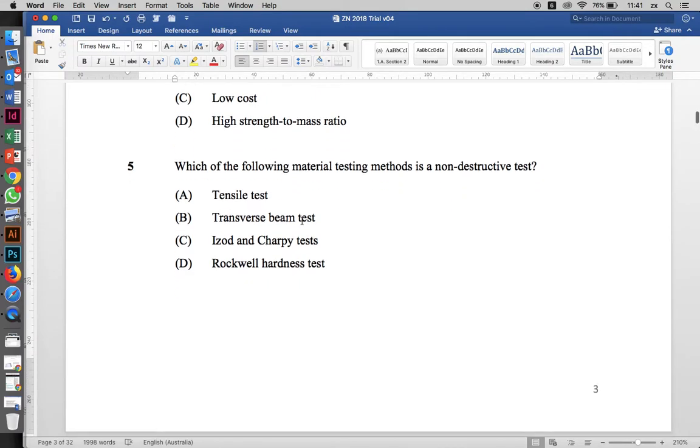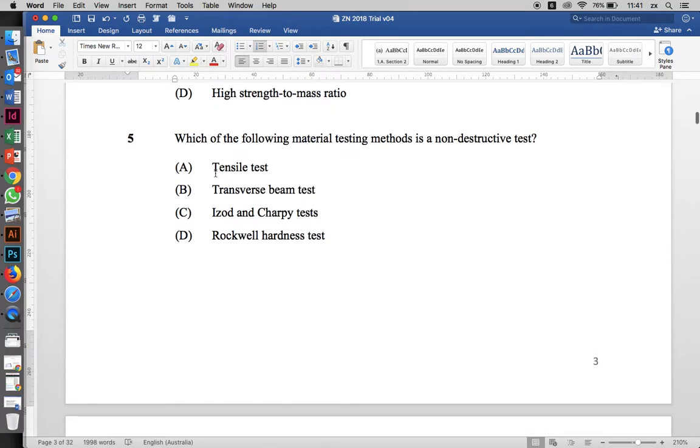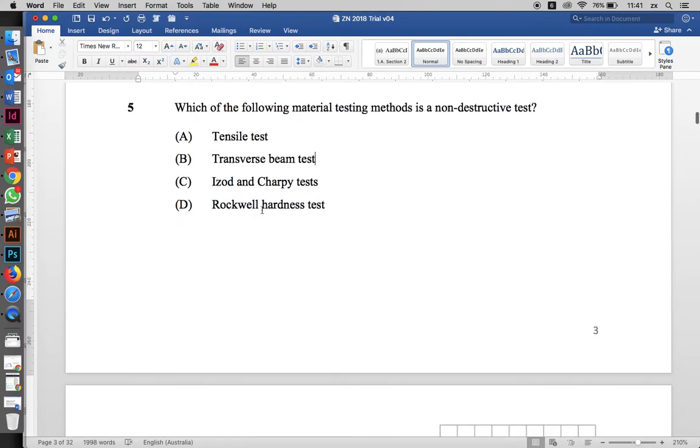Anyway, moving on. Which of the following testing methods is a non-destructive test? Okay, so tensile tests are where we stretch a piece of metal until it breaks. Transverse beam tests are where we take a beam and we bend it. Izod and Charpy tests are both toughness tests where we have a piece that we snap. Izod stands, Charpy lies down. Rockwell hardness tests are where we use the machine to put a small indentation in the side of the metal. That's considered to be non-destructive.